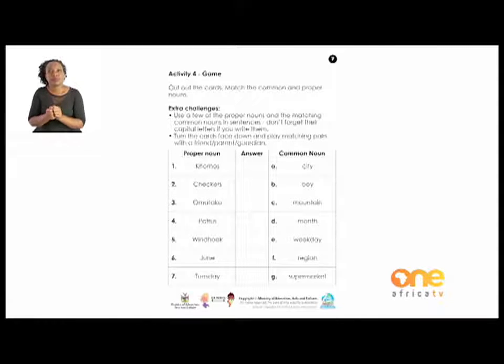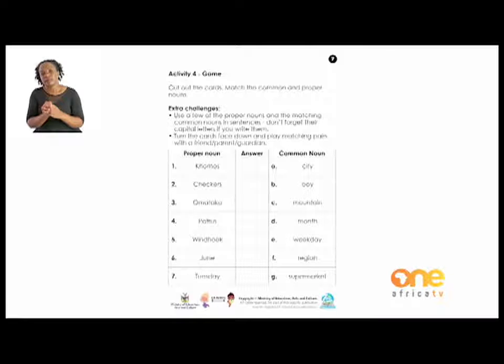Right. Now, we have 3 columns there. The first column is for proper nouns, which should begin with a capital letter. And the second column has got the answer. And the last column is the common noun.